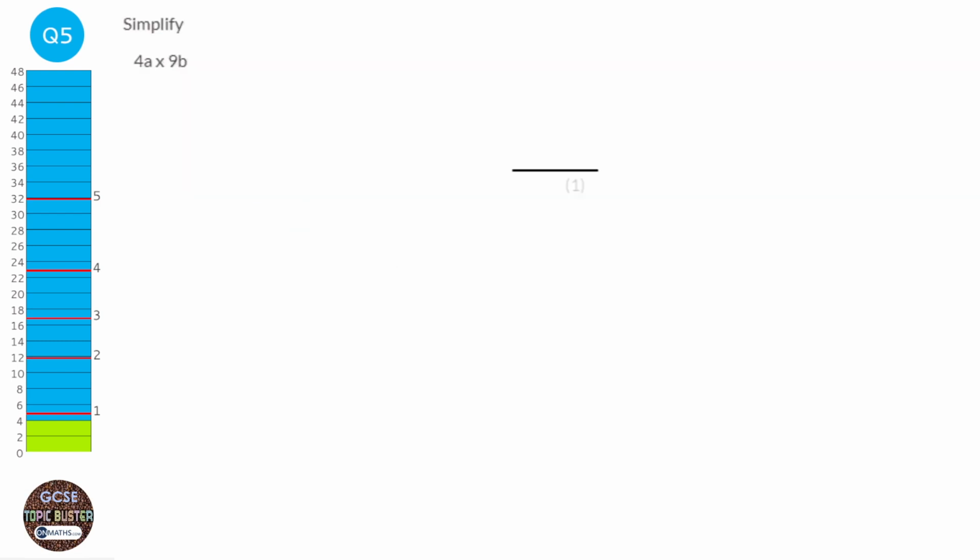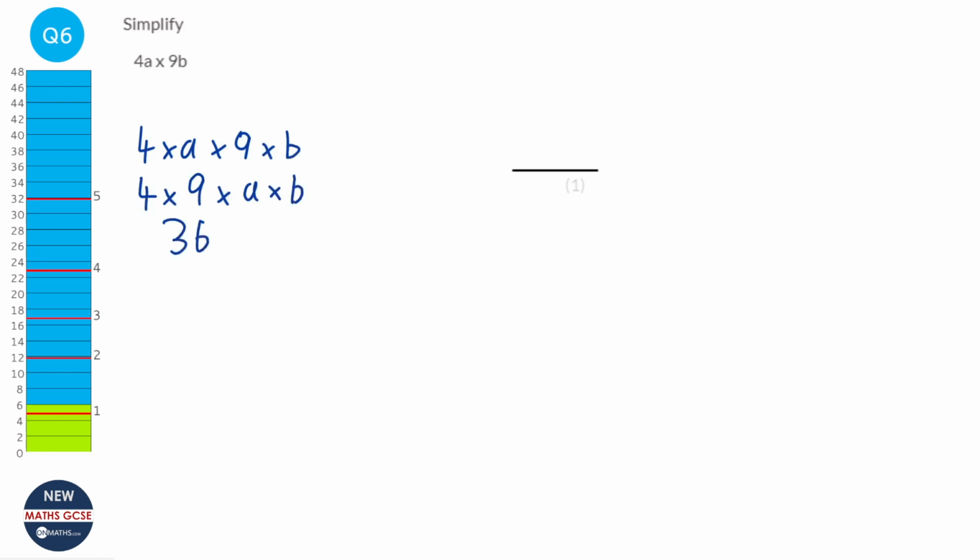40.67. When a number is next to a letter, we actually have a times sign there, so I'm going to rewrite this question as 4 times A times 9 times B. What I'm going to do is put the numbers together, so 4 times 9, and then put the letters at the end. Now 4 times 9 is 36, so it would be 36 times A times B, and in algebra we don't put the times signs, so it's 36AB.